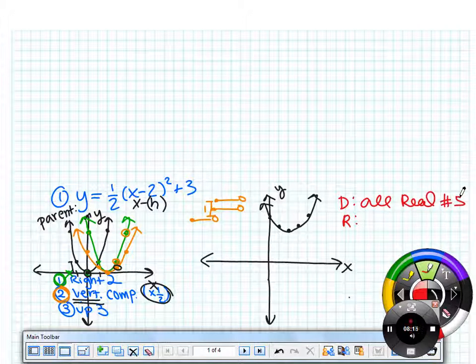And what about for the range? So looking up and down, does it continue to go everywhere up and down like this? Good. Y is greater than or equal to 3, because all the y values are above some minimum point, and you want to list what that minimum value is. And since it ends right at that point, we can include the equal to also.